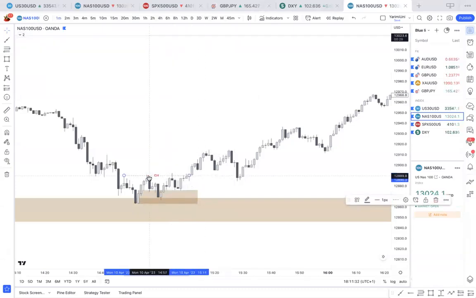To be fair, this wasn't a change of character, but because I've missed this entry here, I would enter off of this one because I've seen an initial reaction, right? And I would put my stop loss below this order block. To be safer, it would be better to enter below this one and put your stop loss below here, but I'll put it below here in case it goes lower. But in this case, it didn't, so I would have missed that as well.